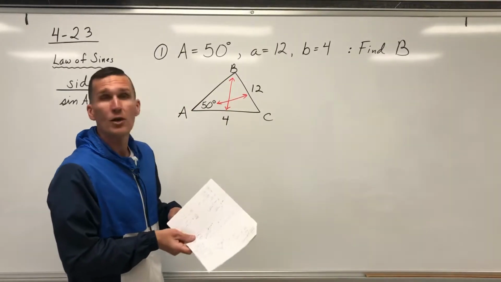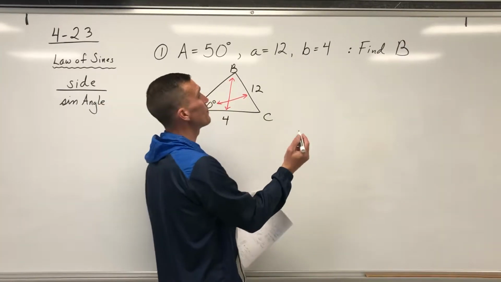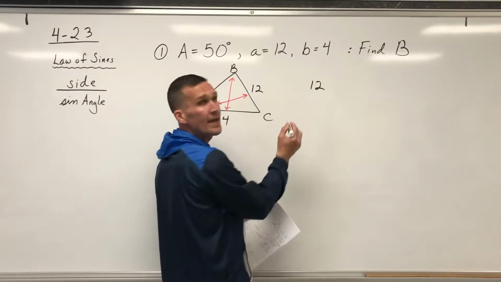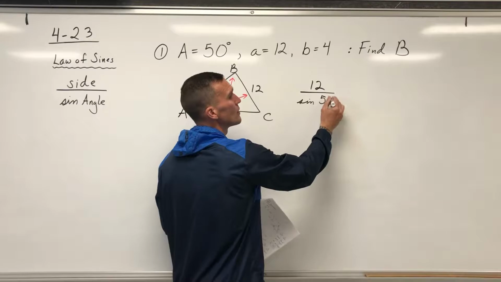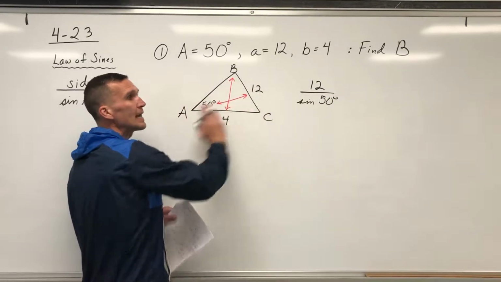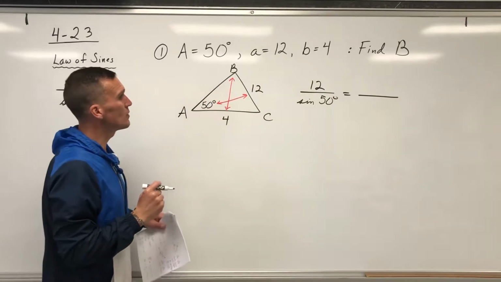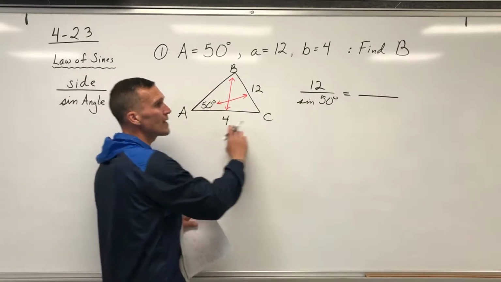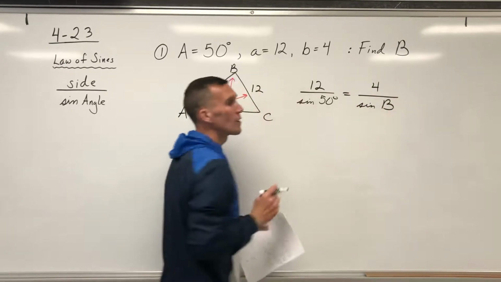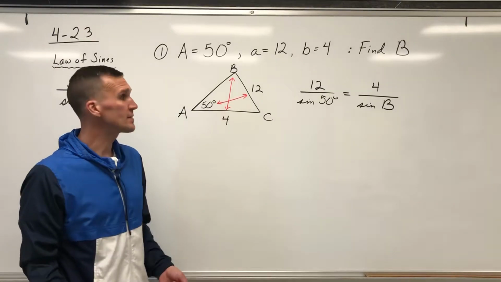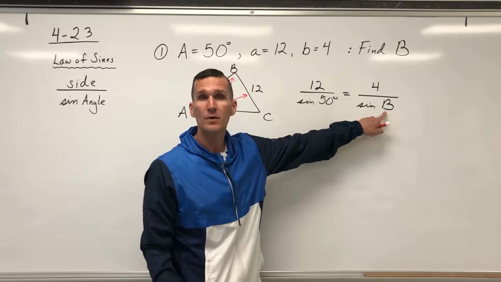So I set up my law of sines, or my ratios. I'm going to do my A combo first. Side a divided by sine of angle A. Now I'm going to set that equal to a ratio of my B combo. Well, I know side b, but I don't know angle B. Now, the only thing different today is you always had the variable up there yesterday. Now we have the variable as our angle.